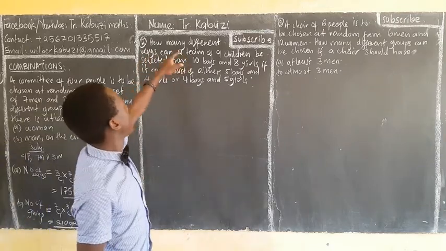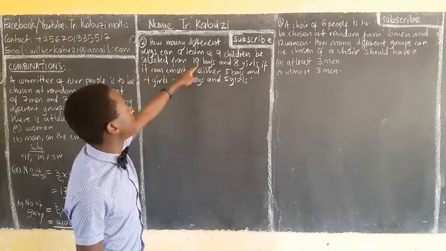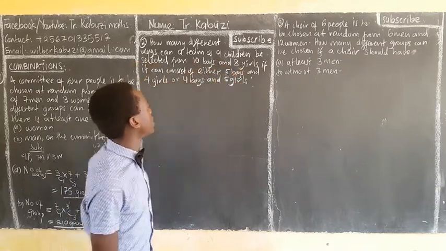How many different ways can a team of 8 children be selected from 10 boys and 8 girls? So you summarize the question.